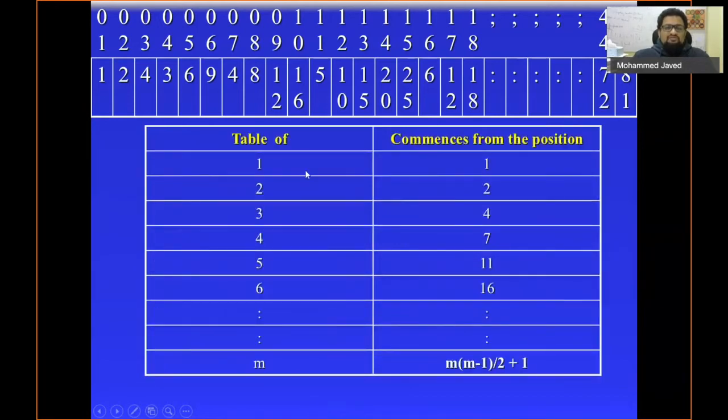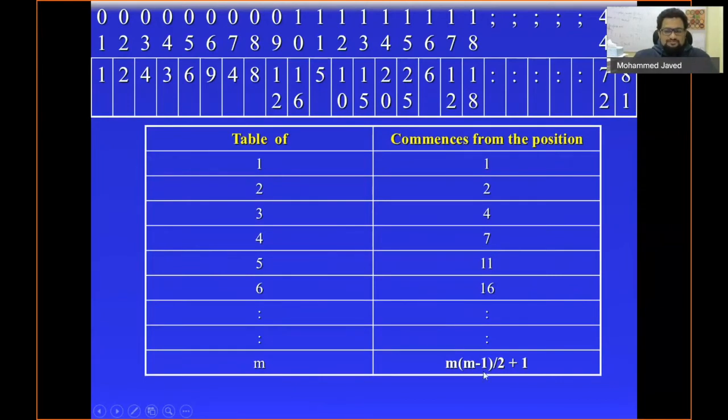So now, moving further, let us see what is the starting point of the table. Table of 1 starts at location 1, table of 2 starts at location 2, table of 3 starts at location 4, table of 4 starts at location 7, table of 5 starts at location 11, table of 6 starts at location 16. Similarly, table of m will start at the location m into (m minus 1) divided by 2, plus 1. If you have already seen the structure of that lookup table, you might have already guessed the starting point of the tables.